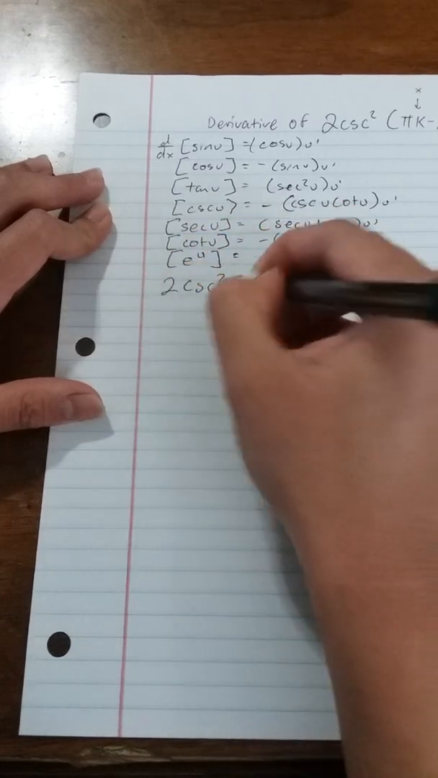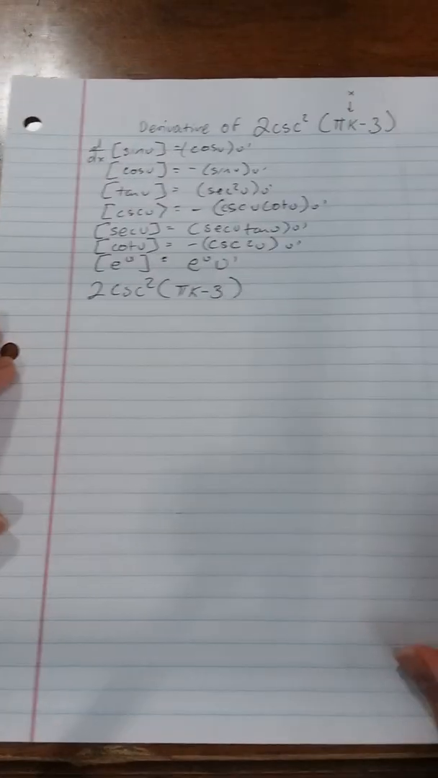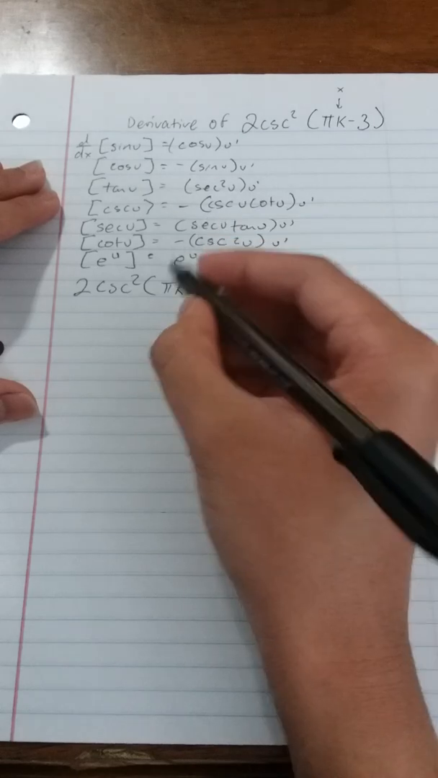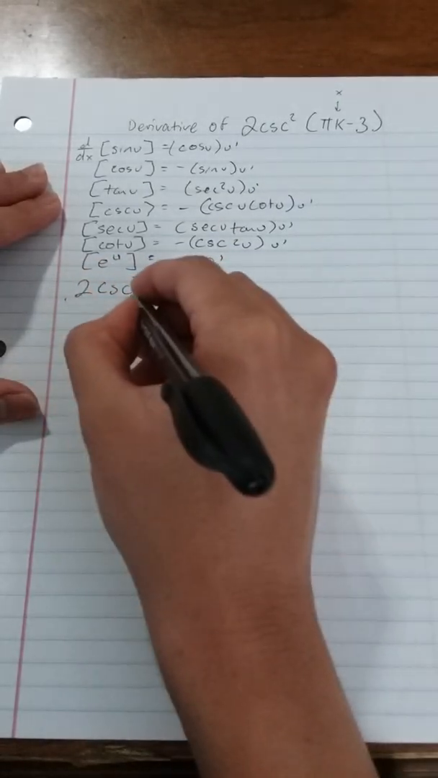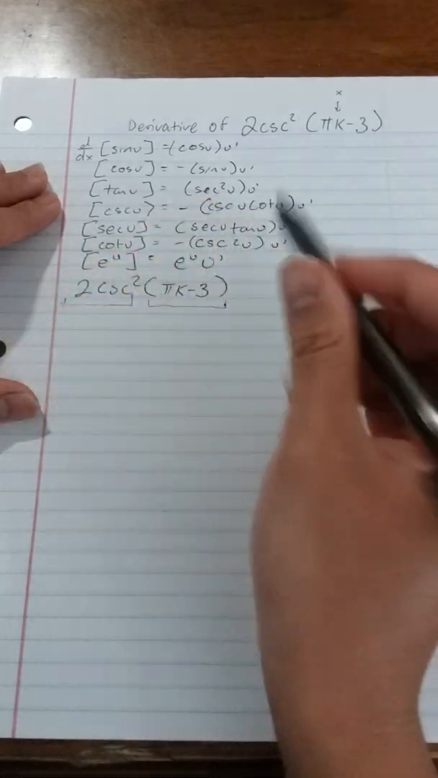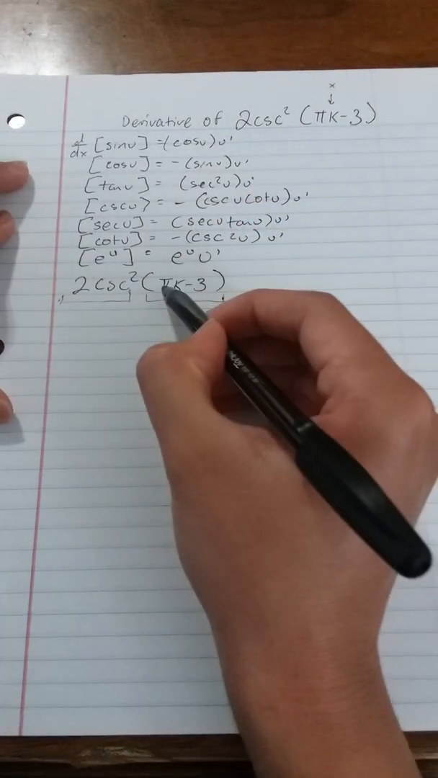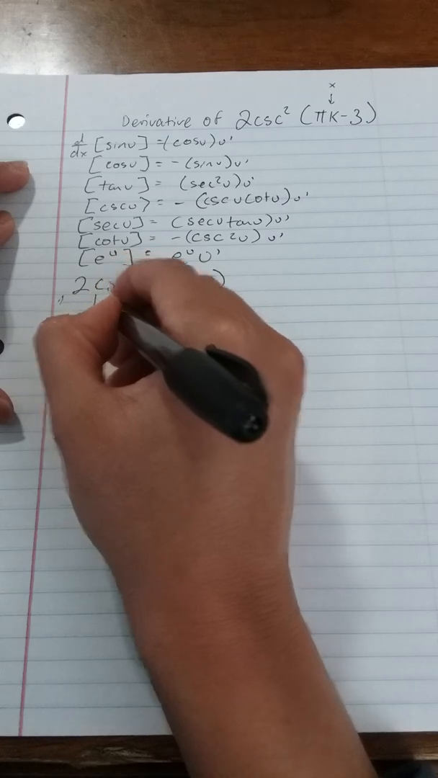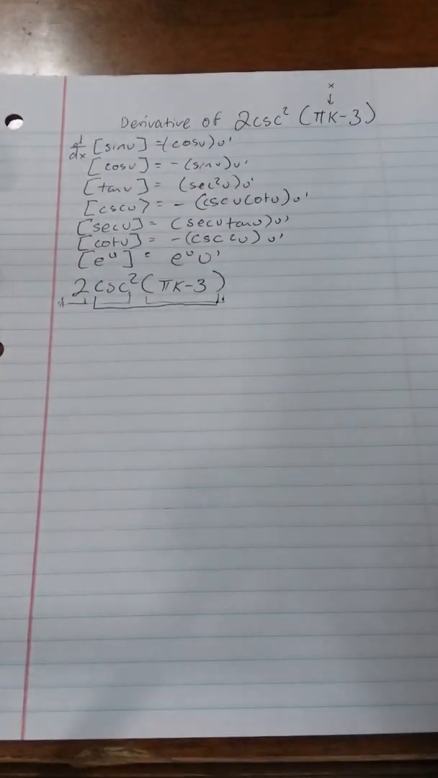Okay, so now back to our function, 2 csc squared (πk - 3), that we're going to find the derivative of. Looking at this at first glance, you might think these are two separate numbers, so you could split them apart and do the product rule. That is not the case. This is actually what you're taking the csc of. So πk - 3 is one quantity, and then the 2 is a standalone number.